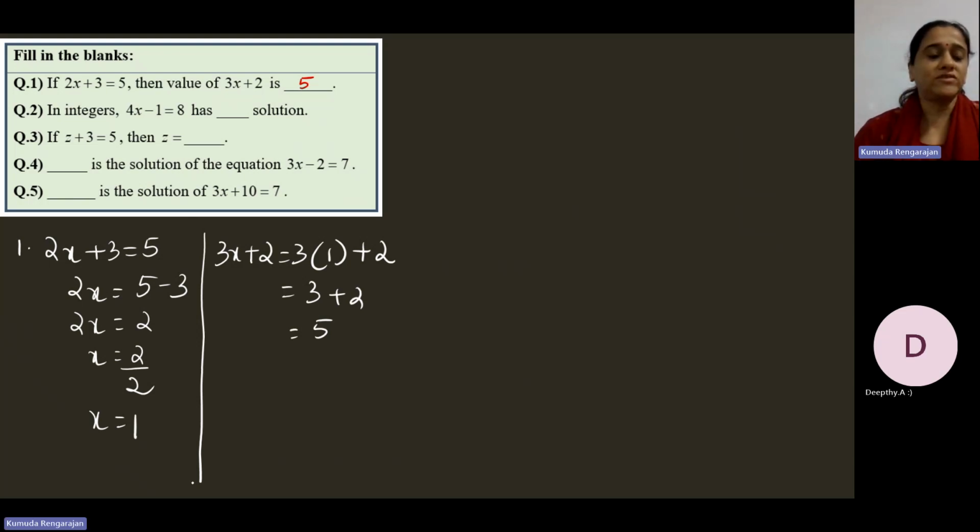So you'll have to solve this equation and find the value of x. And that value of x you'll have to put here in place of x and find the value of this expression. This is an expression. See, there's no equality sign here. This is an equation. An expression you cannot solve; you can only find the value of the expression. So solve this equation, find the value of x, put the value of x here and find the value of this expression.